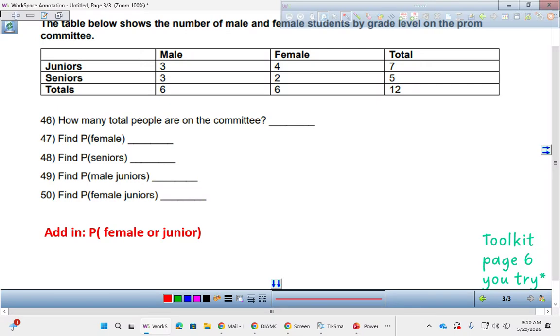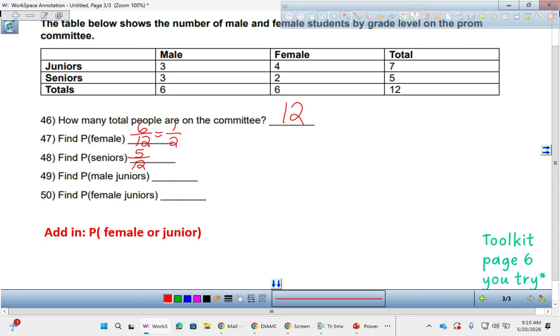All right, guys, let's have you read the table. How many total people are on the committee? 12. The total is all of the people on the committee. There are 12 of them. Of those 12, how many are female? 6. So the probability of female would be 6 out of 12, which you need to reduce to 1 half. Of those 12 people, how many of them are seniors? 5. So the probability of seniors would be 5 out of 12, which doesn't reduce. So I'm just going to leave that as 5 out of 12.